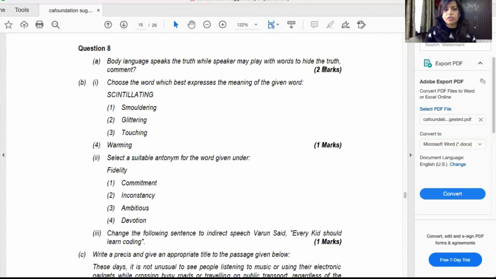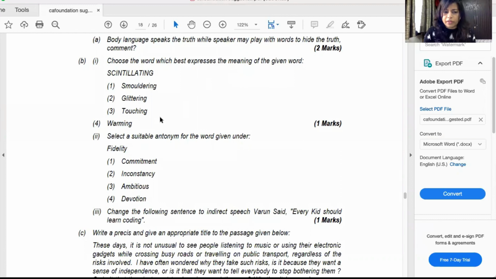In the next question, that is body language, speak the truth while speakers play with words. Very, very simple question. You need to discuss the importance of body language. 2 marks. Write a small paragraph, proper grammar. No need to expand your answer unnecessarily.